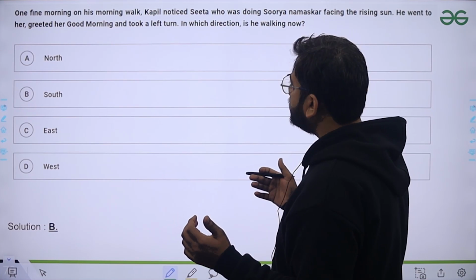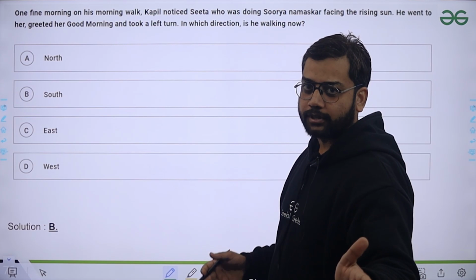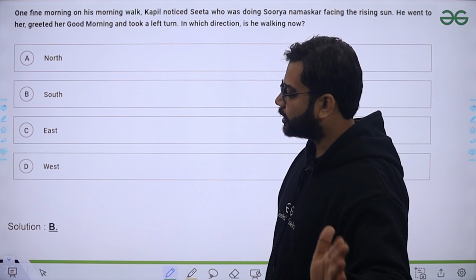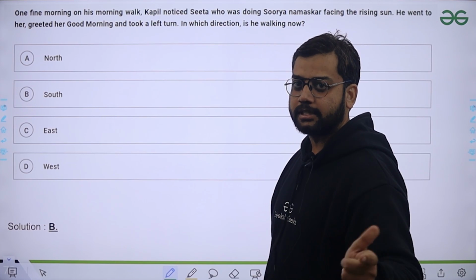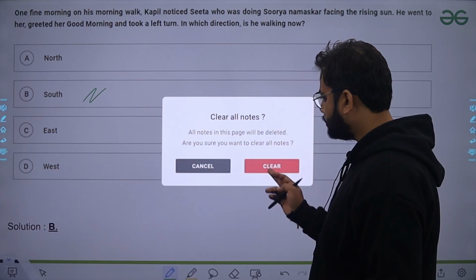And after greeting, he took the left turn. Okay, he took the left turn. So after greeting, he is taking this direction. It means he is taking the south direction. Okay, simple question this was.